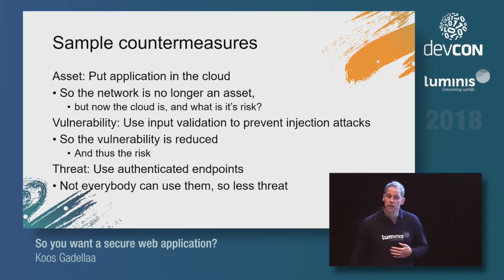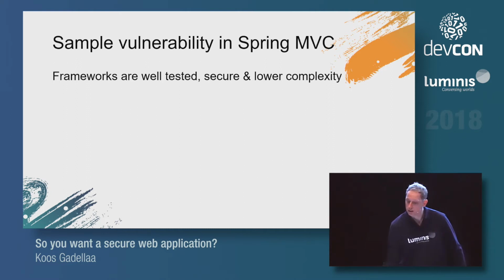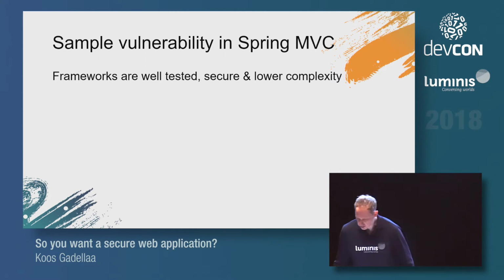Now, I knew all of this when I worked at different clients, but I still had my code turn up with a vulnerability. And that's something which I'd like to show you. I have this application, and it was built in Spring MVC. That's a model view controller technology, for those of you who don't know. And we used Spring because we thought, you know what? Spring is well tested, it's secure, it lowers complexity. So it's a good trade-off for us to use.